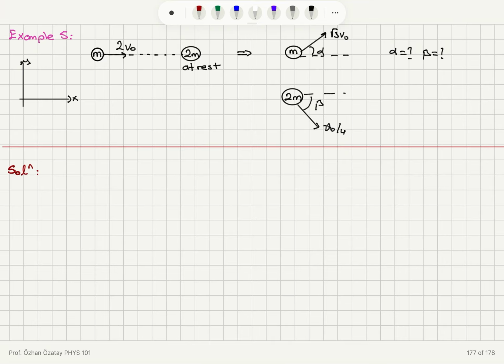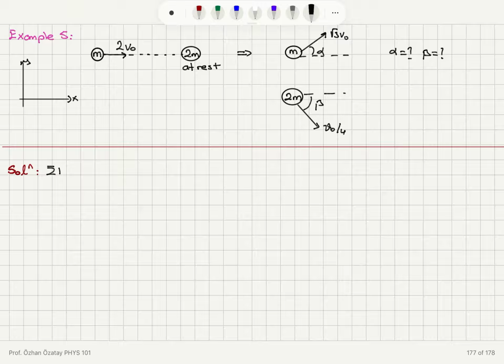Again, I have a glancing collision between two particles, mass m, mass 2m, initially at rest. Mass m is approaching with velocity 2v0 towards 2m. Then I know that m scatters with an angle alpha with respect to the horizontal with a speed square root 3v0. 2m scatters with an angle beta with the horizontal in the negative direction with a speed v0 over 4. What are these scattering angles?